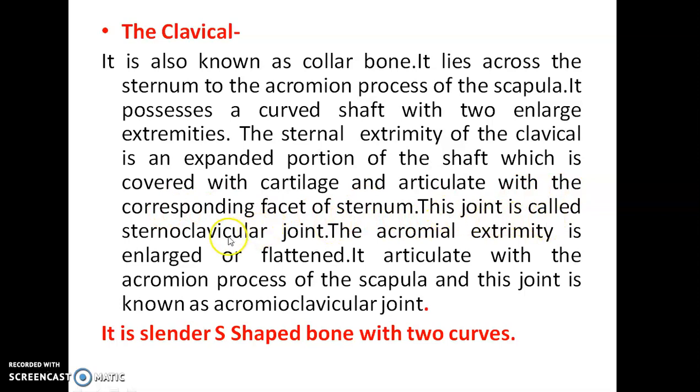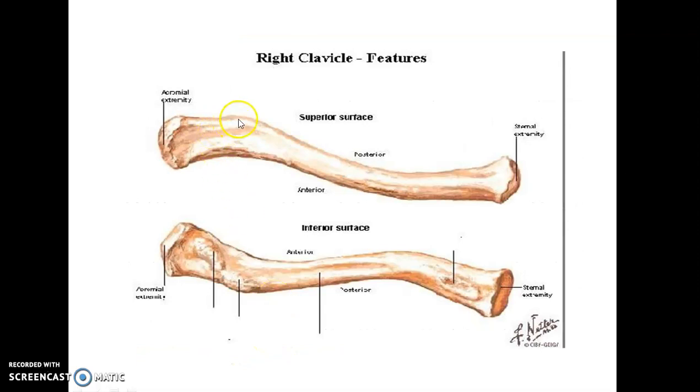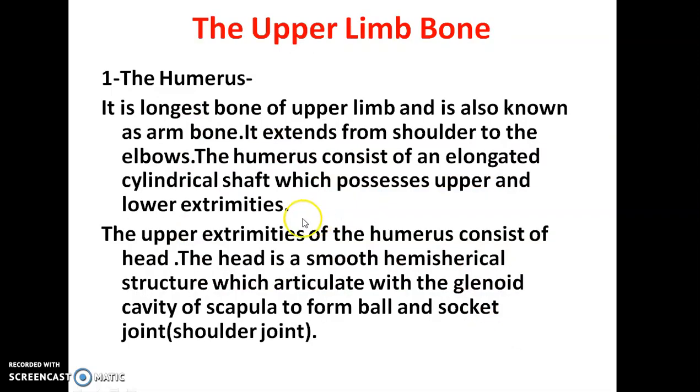This joint is called the sternoclavicular joint. The acromial extremity is enlarged and flattened, and articulates with the acromion process of the scapula, and this joint is known as the acromioclavicular joint. It is a slender S-shaped bone with two curves. Now we are going to see the clavicle. This is the structure of the clavicle. It is also called the shoulder bone.